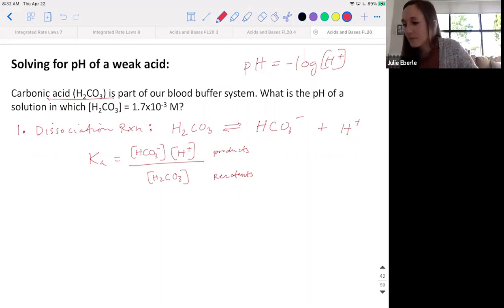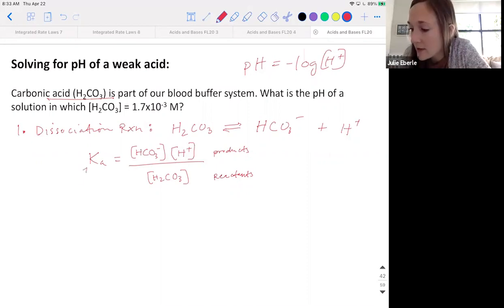All right. I'm gonna go find... We need a couple things. We need to know what the Ka of this acid is. I haven't even read the full problem, have I? Carbonic acid is part of our blood buffer system. What is the pH of a solution where the concentration of H2CO3 is 1.7 times 10 to the minus 3? So we know Ka. We can get that from a table that I'm going to show you in a second. And we know the concentration of H2CO3. So we know those two pieces.